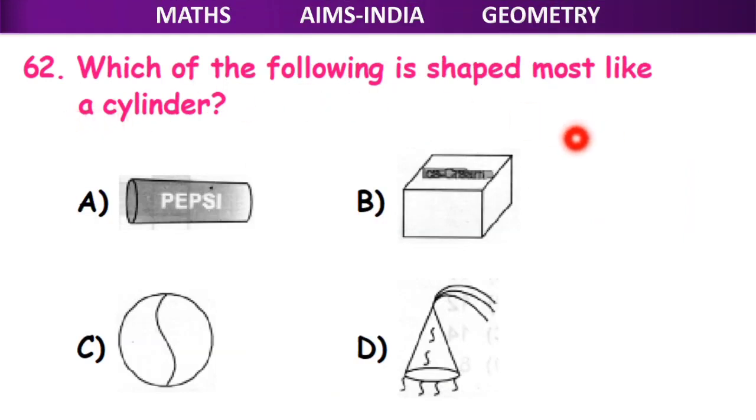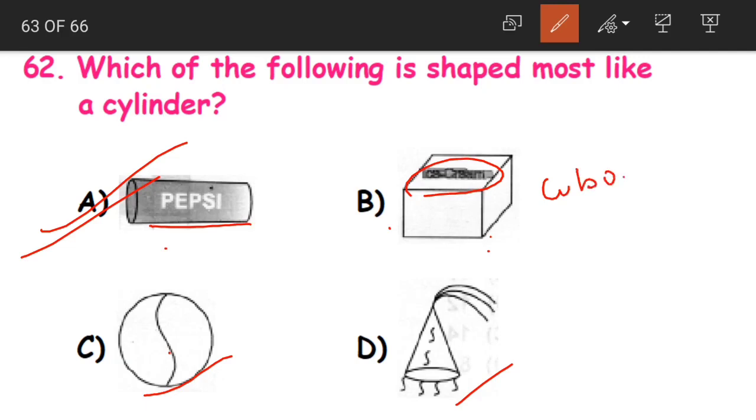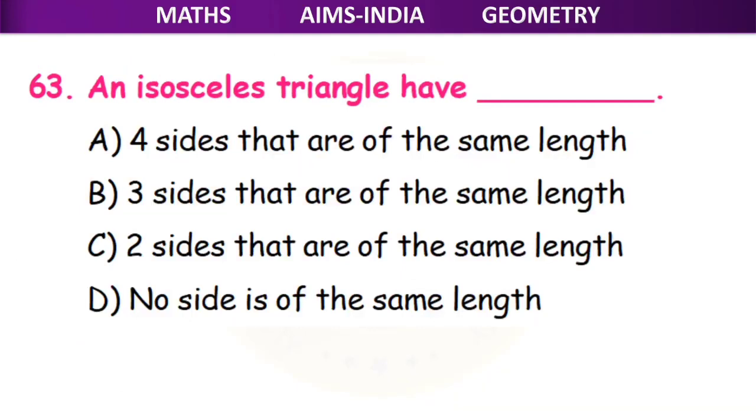Question 62. Which of the following is shaped most like a cylinder? So from the given four objects, the first is a cool drink, the next is an ice cream box, we have a ball and we have a cone. So which is shaped like a cylinder from this? Option A. Yes, option B is shaped like a cuboid, option C is a sphere and option D is a cone. So option A, the soda can, is shaped like a cylinder.